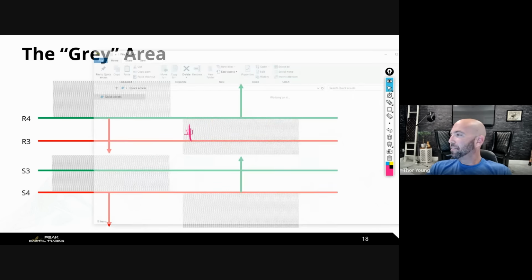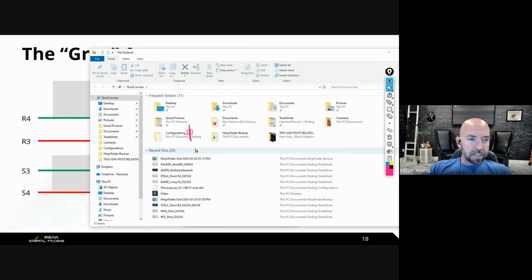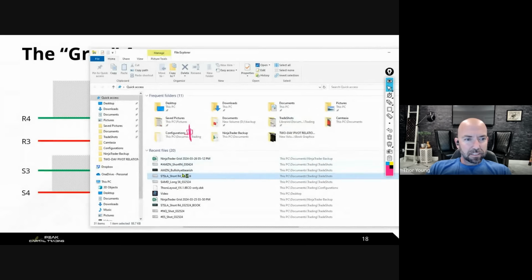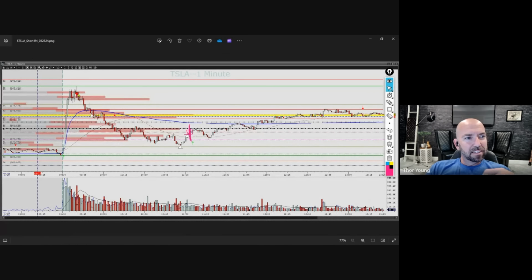This was an example of that from, hold on, where was that at? I think it was this Tesla trade. Right here. It's a short at R4, right? It exploded off of S3. Good long from S3 too. This one played by all the rules, right? It was a long off of S3, just where we wanted it.